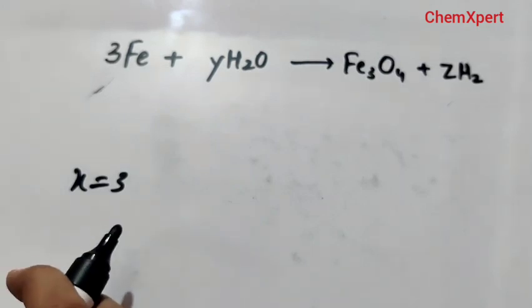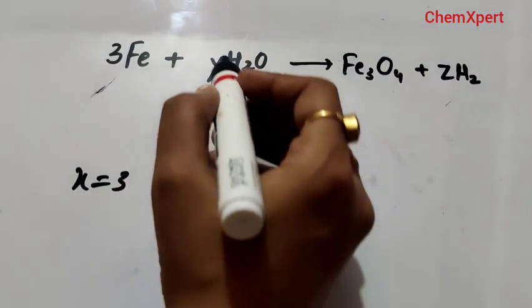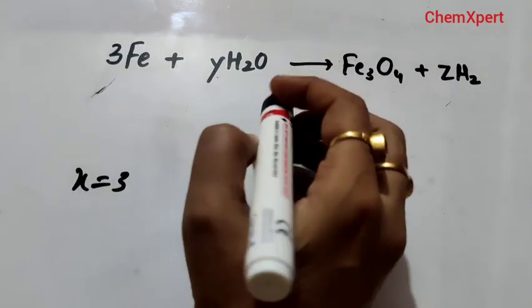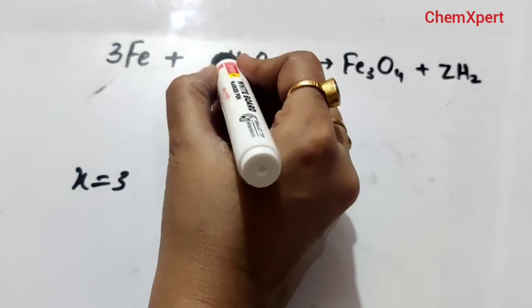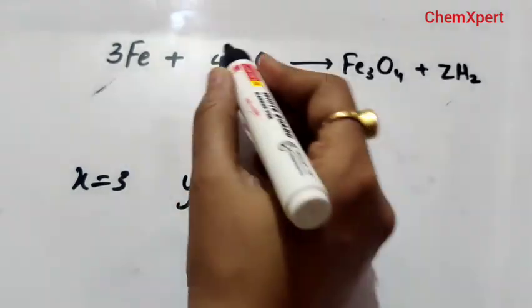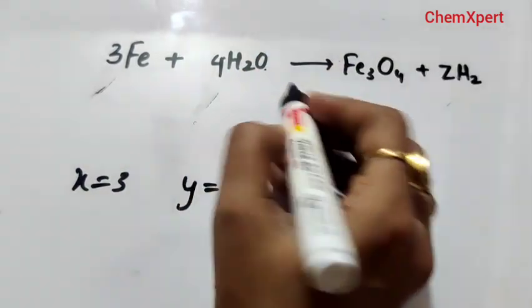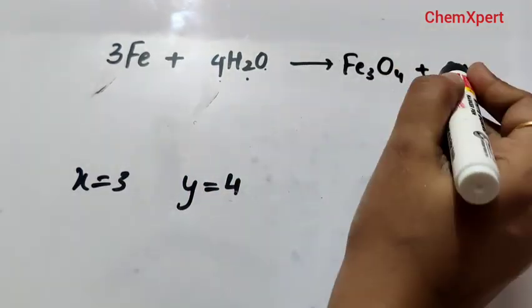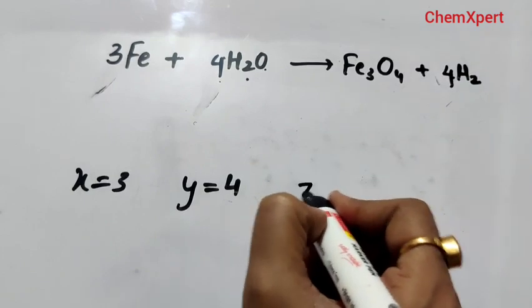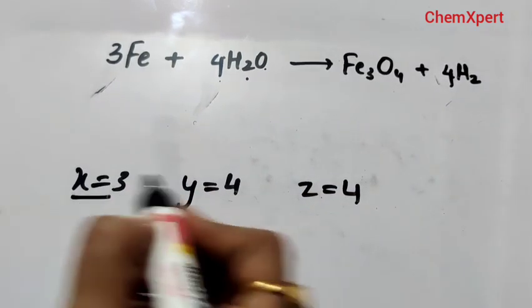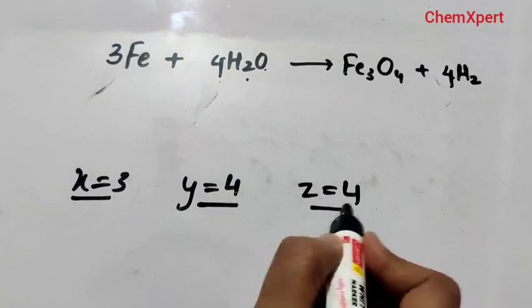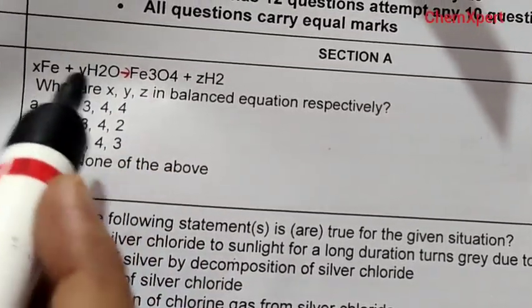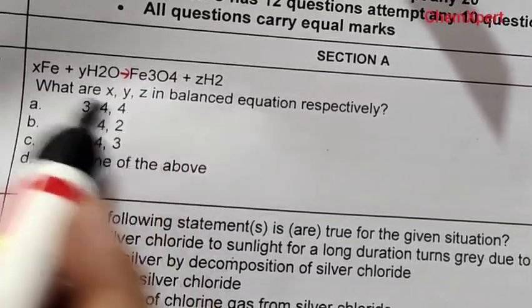Now the next step is to balance the hydrogen or oxygen here. So oxygen here is 4. If we place y as 4, then we balance the oxygen here, 4 O, 4 O. Now hydrogen is 4 to the 8. Here it is z, so z should be 4. Which means x is 3, y is 4 and z is 4, and in the equation, the first option is the correct answer, where x is 3, y is 4 and z is 4.